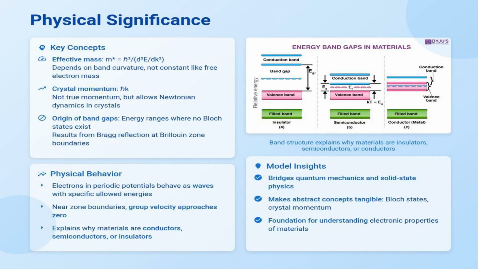Now we can connect the model to real materials. In metals, the allowed bands overlap, so electrons always have available states to move into. That is why metals conduct electricity easily. In semiconductors, the gap between the valence band and the conduction band is small. With some energy, such as heat or light, electrons can cross the gap and conduct. In insulators, the gap is very large, so electrons cannot cross under normal conditions. This simple picture explains why different materials show such different electrical behavior.